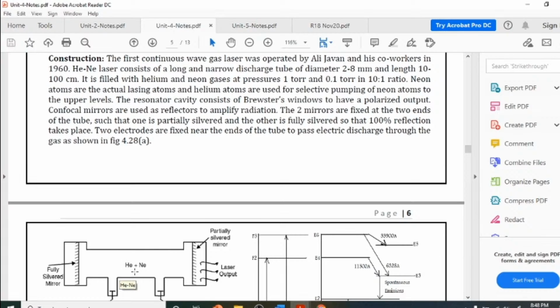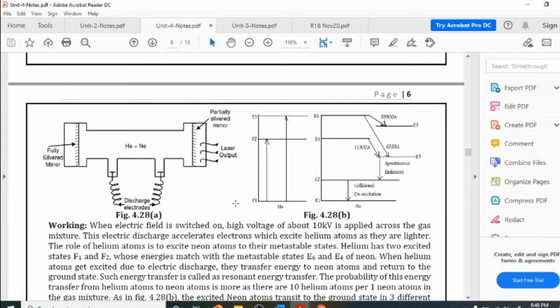The discharge tube would be the resonator cavity, the active medium being the gas mixture of helium and neon, and the pumping source would be an electric discharge. Now similarly, you would be having the energy level diagram which you need to draw, showing the transitions from one level to the other level, which actually elicit laser.